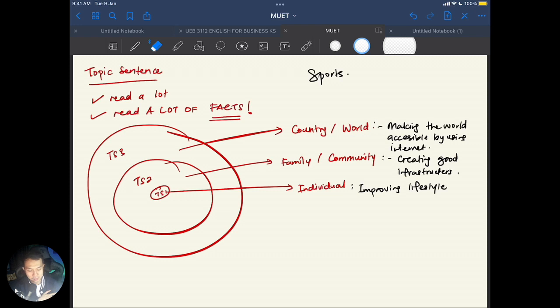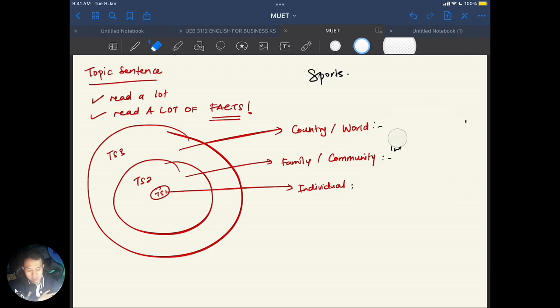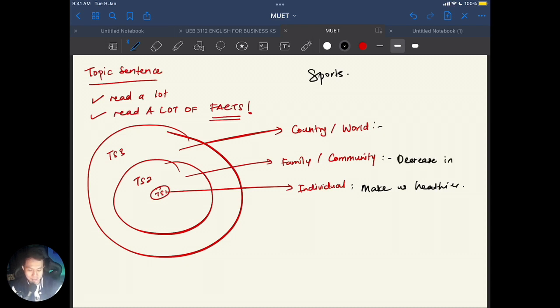Okay, so how does sports help? Let's try this with sports. As an individual, it can make us healthier. Okay, family or community, maybe you can say that it decreases the crime rate, because when they have things to do during their pastime, they would not steal or do any ill activities. And how does sports help the world? You can say that it lowers the obesity rate. Can be like that. So like I said, it's totally up to you on how you want to develop your ideas. This is my idea, which is using these 3 circles: small circle, medium circle, and the big circle, TS3. Okay, now we're done with that.